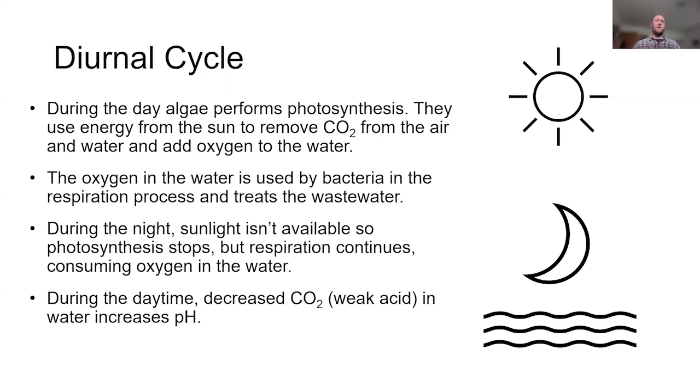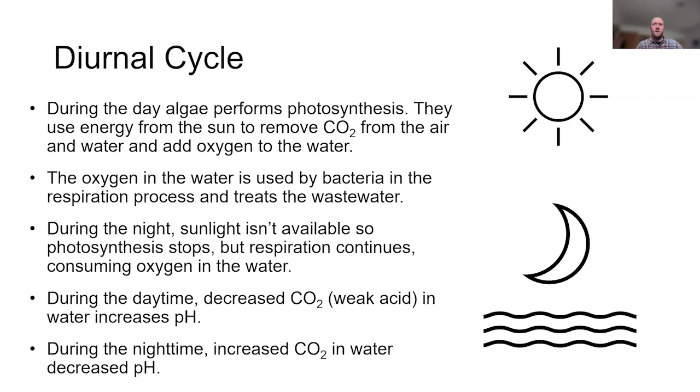And so this process means that during the daytime, there's less CO2 in the water, and CO2 is a weak acid. So it mixes with the water to create carbonic acid, and that decreases the pH. Remember, on our pH scale, more acidic is lower, more basic is higher pH. So that increased CO2, that acid, is going to decrease the pH. And so during the nighttime, that increased CO2 in the water is going to decrease the pH, because the photosynthesis process stops.